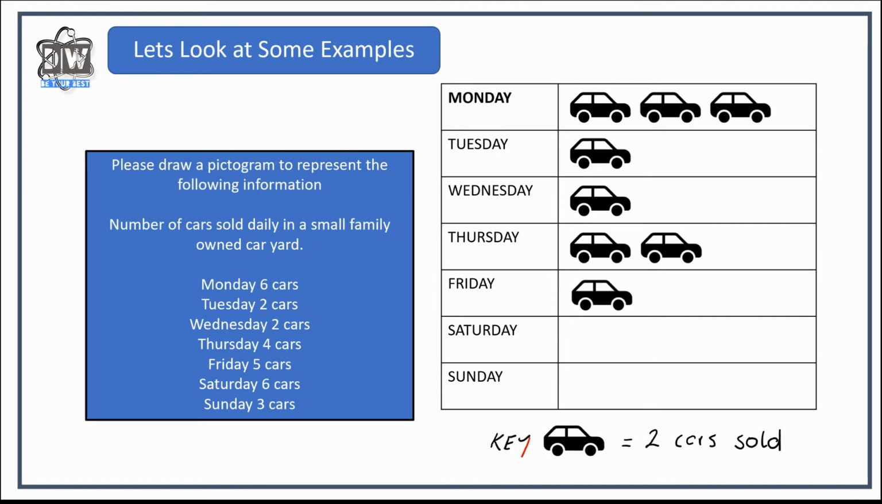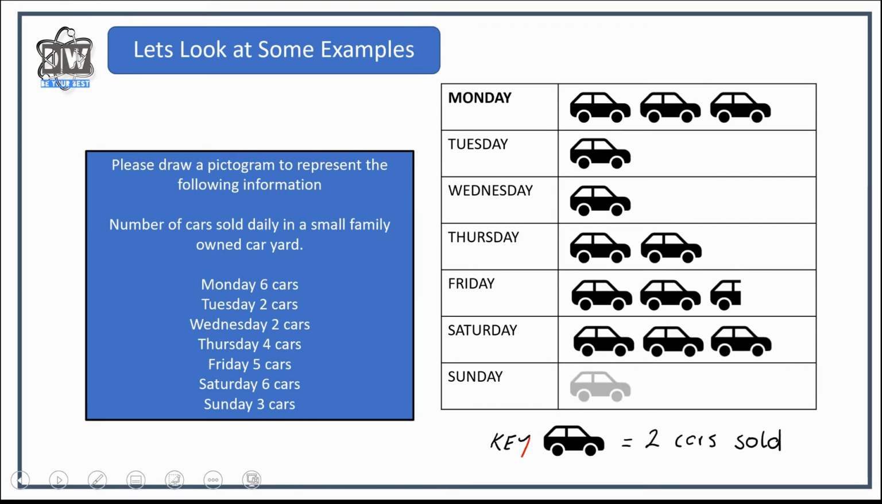On Friday, this is where we get a little bit more interesting, is we've got 5 cars. So that's 2 cars, that's 4 cars. So what am I going to do now? I'm going to draw half a car. That's half a car equals 1 car. On Saturday, we've got 1, 2, 3, because each one's worth 2. And the last one would be 3, so there'd be 1.5 cars there. So hopefully that makes sense. And if you're sitting there going, but just remember each car is worth 2 cars.